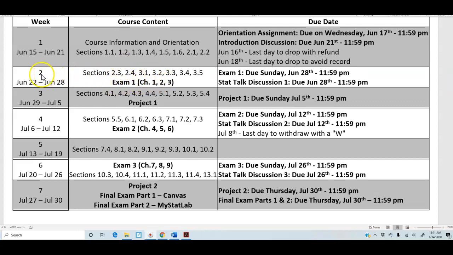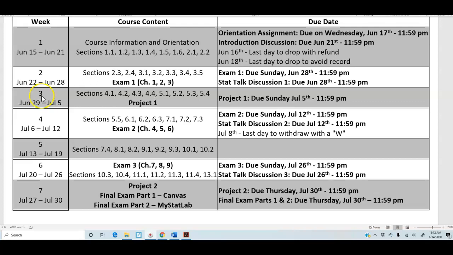Okay, so also during week 2, you have your first Stat Talk discussion 1, and this is going to be located on Canvas. So during week 2, you should be answering the questions in the Stat Talk discussions, and you'll see the instructions for that in the modules, and that is also due on June 28th at 11:59 p.m.